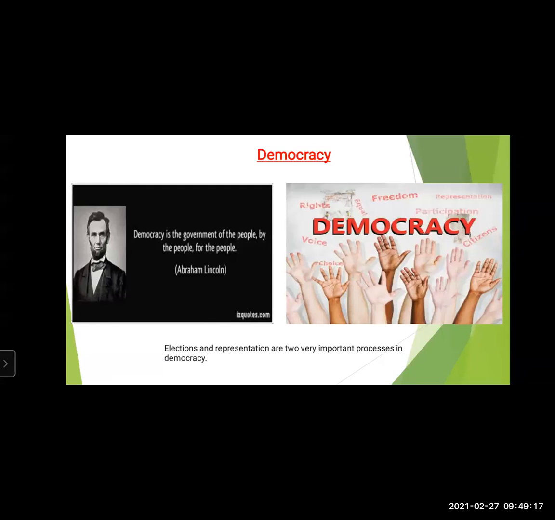We vote, and the candidate who is contesting for the election and gets the majority of votes wins the election and becomes a representative. On behalf of common people, they represent the country, form the government and run the administration of the country. So elections and representation are the two very important processes in democracy. They make the democracy strong, and indicate that we are following a successful democracy.